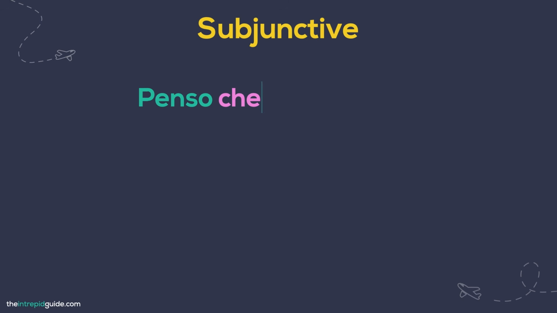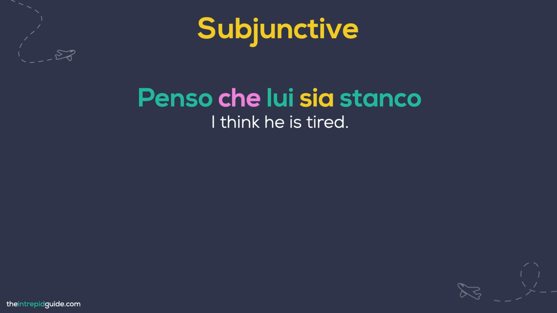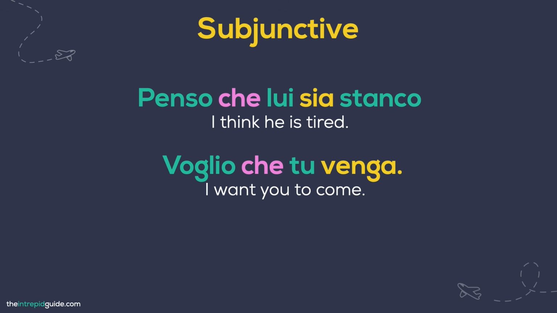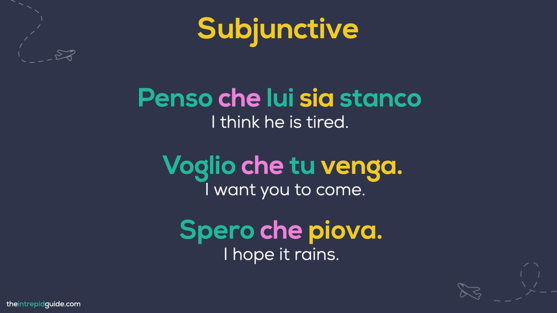The Italian subjunctive is triggered by specific verbs and phrases. Take a look at these examples. Penso che lui sia stanco. I think he is tired. Voglio che tu venga. I want you to come. Spero che piova. I hope it rains. Notice how each one starts with che, that. That's often a trigger.